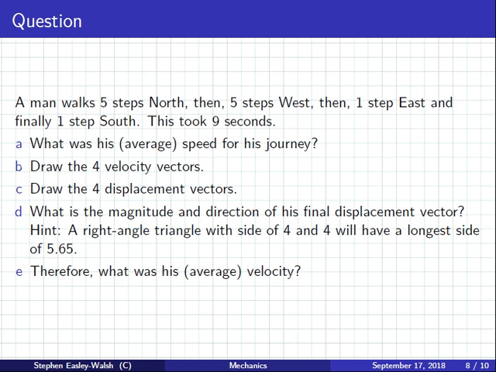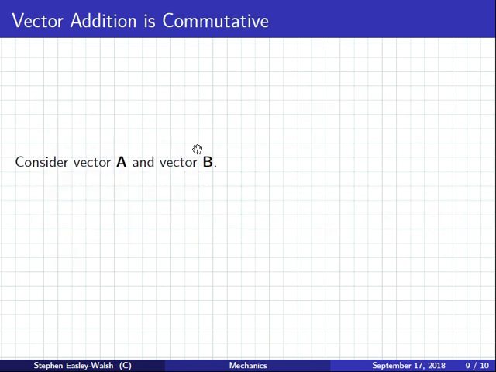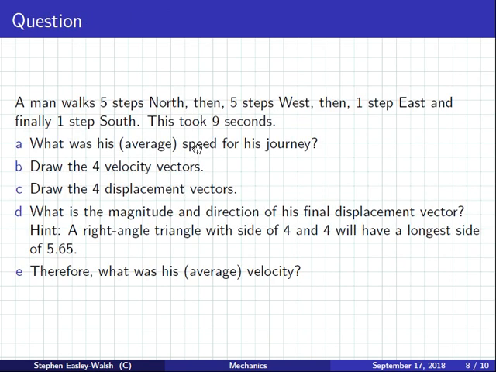So, here's another one. This one is, again, a little bit tricky. I have one more to do after this. I think we've got enough time for you to try it first. So, a man walks 5 steps north, then 5 steps west, then 1 step east, and then finally 1 step south. And this took 9 seconds. So he goes 5 north, 5 west, one east, one south. What was his average speed for his journey?